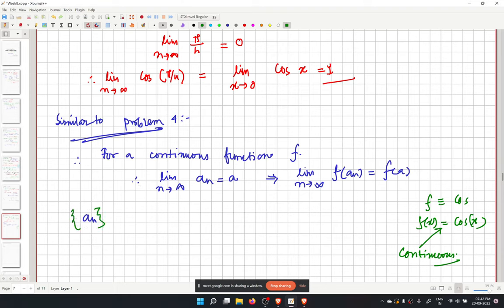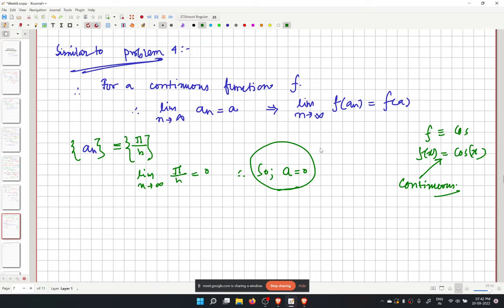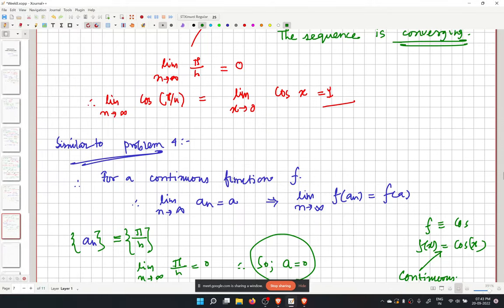And what is our sequence an here? That is given by the sequence pi over n. Then we'll have the limit as n tends to infinity of pi over n equal to 0. So a equals 0 for our case, and then the limit as n tends to infinity of f of an will be cos of a, which is cos 0 equal to 1. So this is just a different way of looking into the problem.